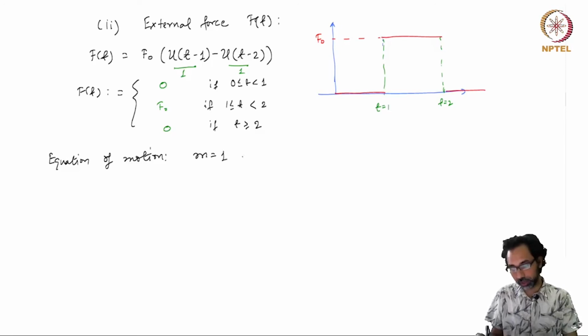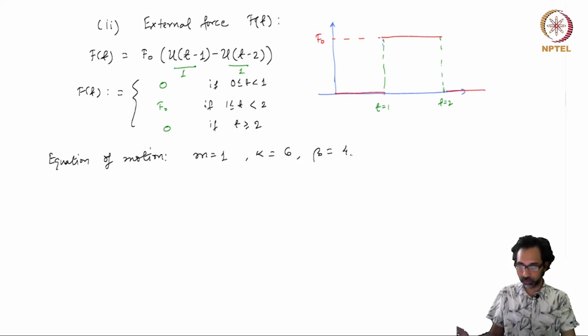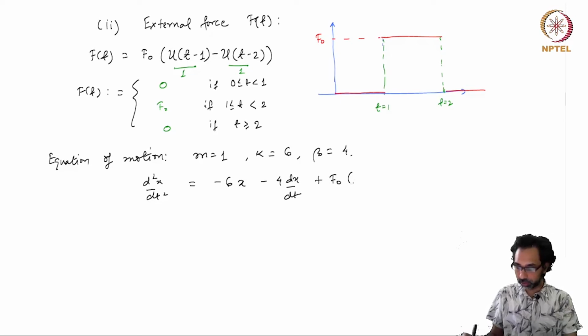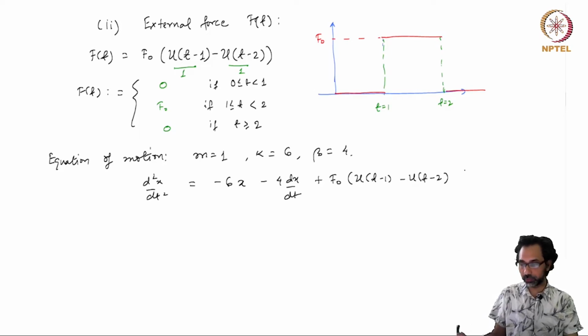For m1, k was 6 and beta was 4. So in this case we get d²x/dt² is equal to minus 6x minus 4 dx/dt plus f naught times u(t minus 1) minus u(t minus 2).